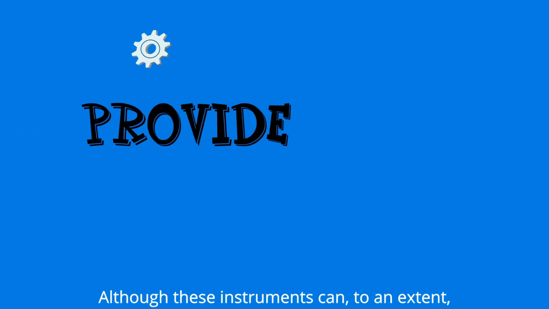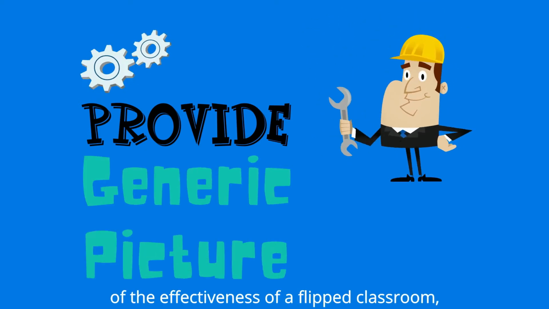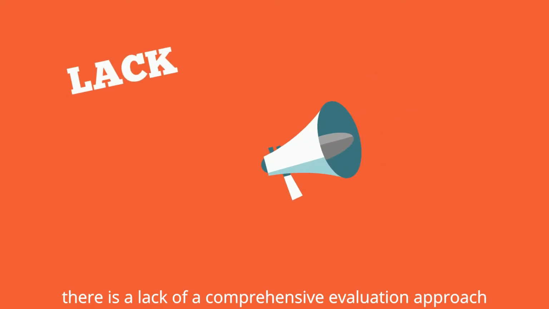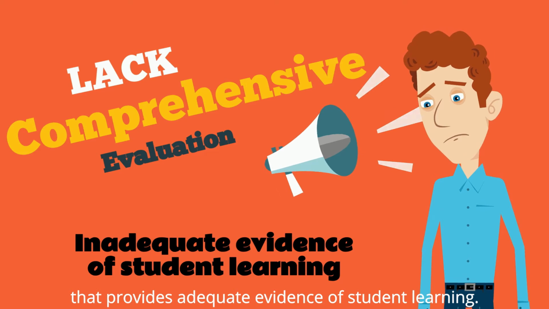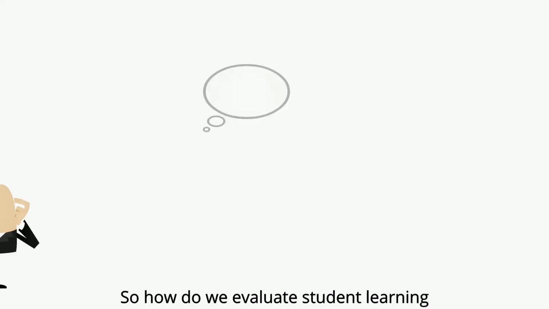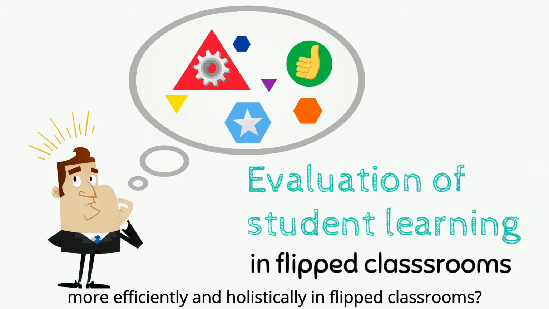Although these instruments can, to an extent, provide a generic picture of the effectiveness of a flipped classroom, there is a lack of a comprehensive evaluation approach that provides adequate evidence of student learning. So, how do we evaluate student learning more efficiently and holistically in flipped classrooms?